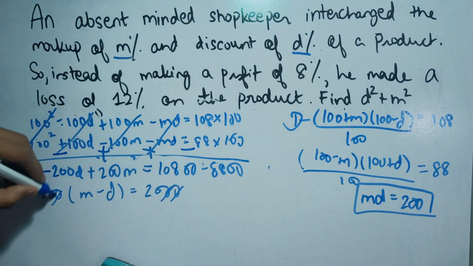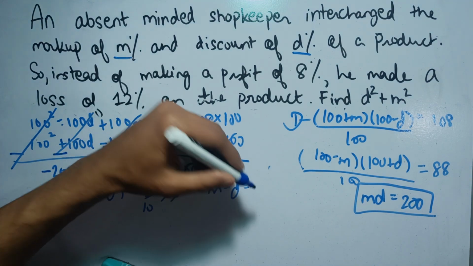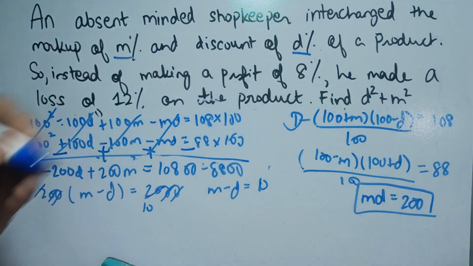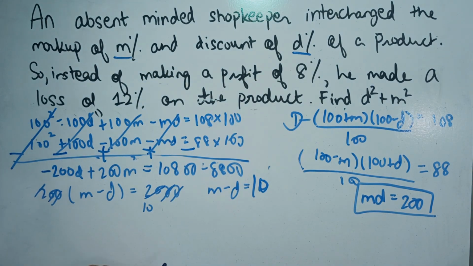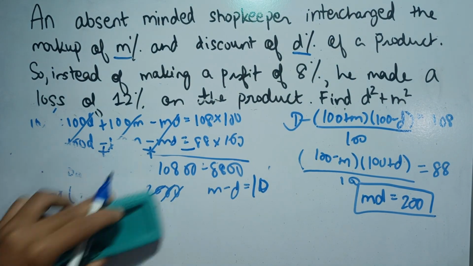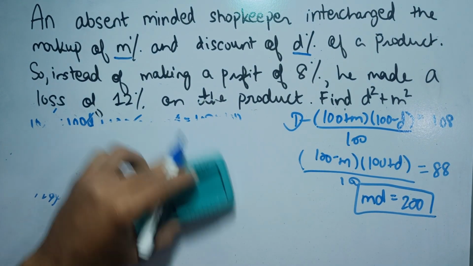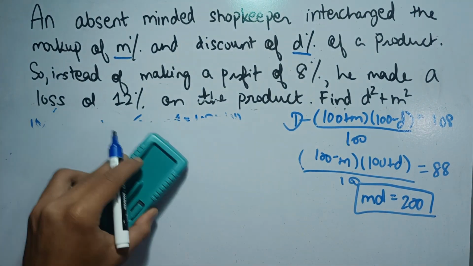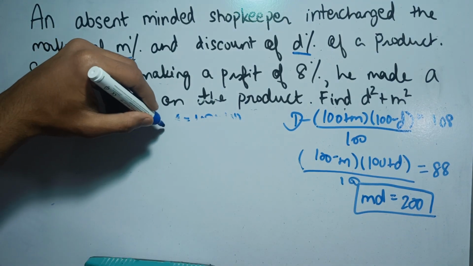So yes, we get M minus D as 10. So now we can solve this. We'll square both sides. Yes, we had M minus D as 10.